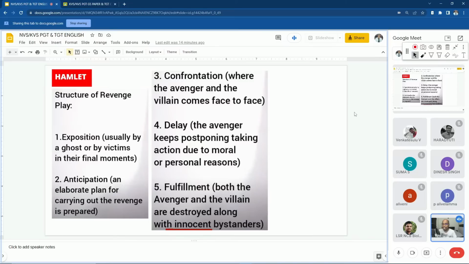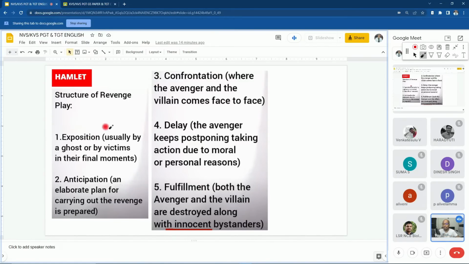But it is a revenge tragedy. So what is the revenge tragedy structure? It has 5 important elements. Just remember, afterwards you can study. It has 5 features of a revenge play. Venkatesh sir, am I audible clearly? Yes, sir, it's audible clearly.